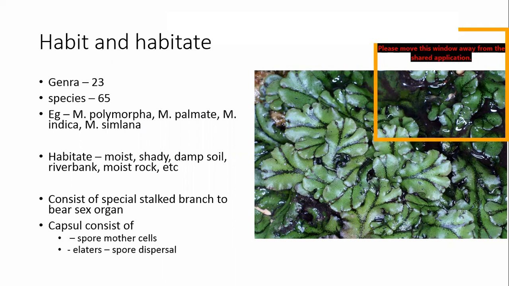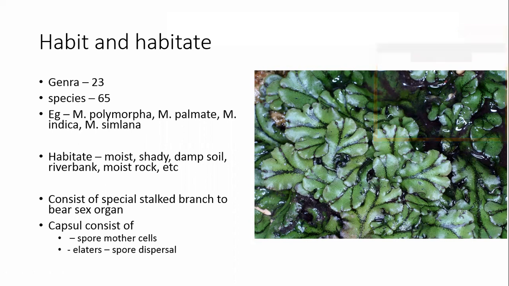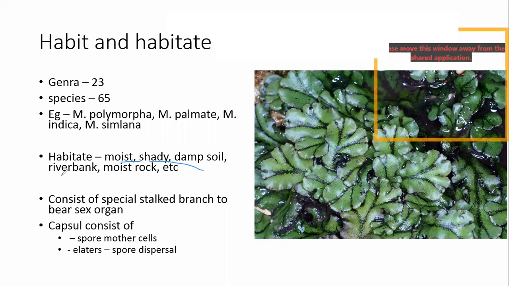Coming on to habit and habitats, you can see the picture of Marchantia on the right side. Marchantias are green plants which grow in water, moist and damp soil. Watery, moist, shady, damp soil. They are also found on river banks, moist rocks, etc.